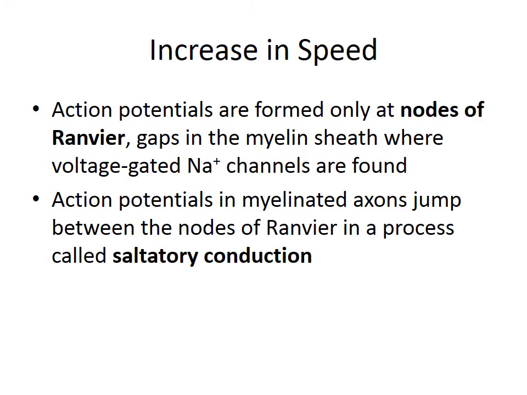Action potentials are formed only at the nodes of Ranvier. So this is another nice subtle distinction we're going to start looking at, because now we know what an action potential is. They're only formed at the nodes of Ranvier, which are the gaps in the myelin sheath where the voltage-gated sodium channels are actually found. All right, so that's where it's going to jump. And so they jump from node to node, and it's called saltation. Action potentials in myelinated axons jump between the nodes of Ranvier in a process called saltatory conduction, and that just means hopping, like a kangaroo. So, saltation.